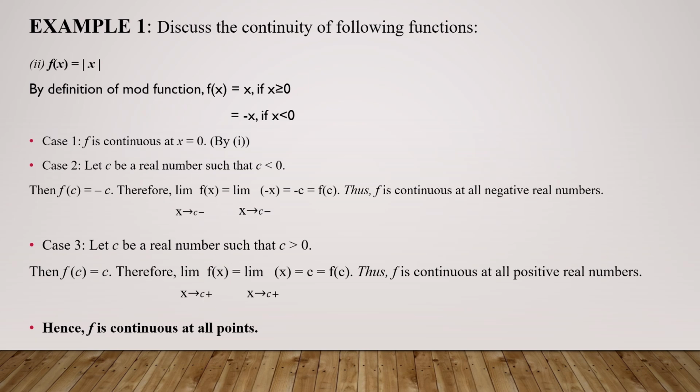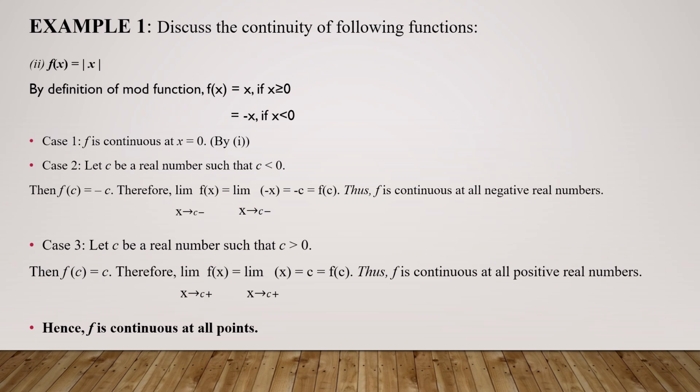Second case, let c be any real number so that c is less than 0. Then f of c will be equal to minus c. This is how the definition of mod function goes. That means limit x tends to c minus of f(x) is equal to limit x tends to c, when x is less than 0, how is it defined? As minus x. So limit x tends to c minus, the function is minus x, the value is minus c, correct, which is equal to f of c. So the function is continuous for all negative real numbers.